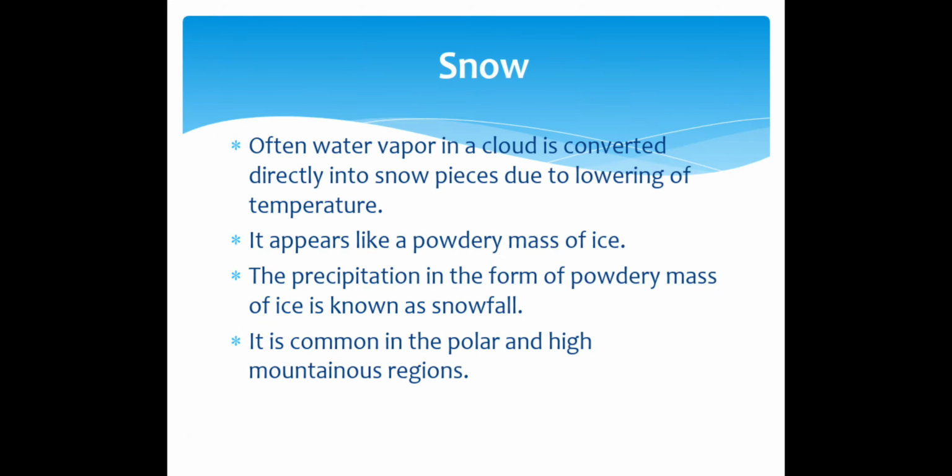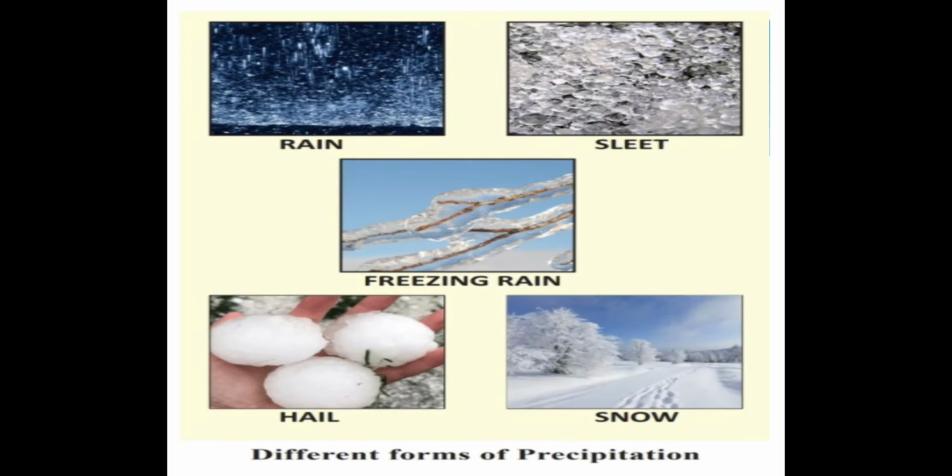Snow. Often, water vapor in a cloud is converted directly into snow pieces due to lowering of temperature. It appears like a powdery mass of ice. The precipitation in the form of powdery mass of ice is called snowfall. So, how does snow occur? It occurs in the form of a powdery mass. It is common in the polar and high mountainous regions.